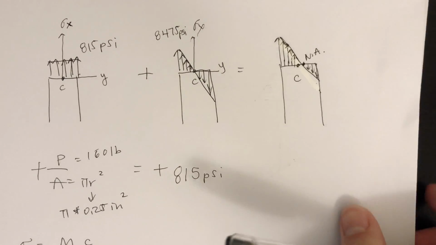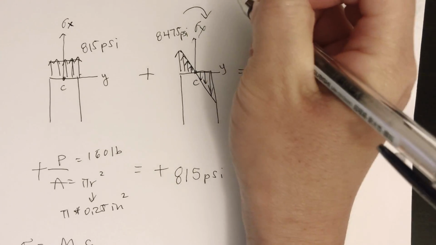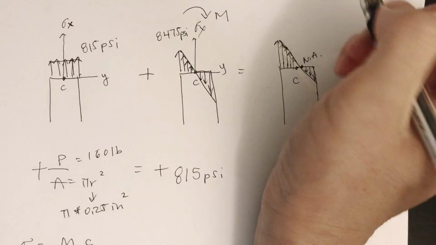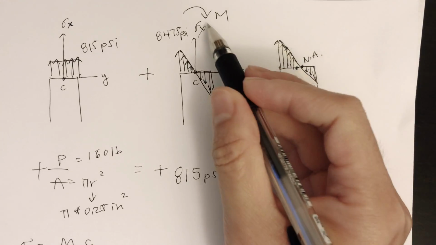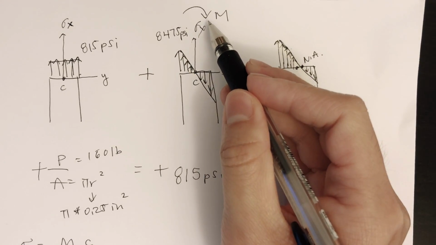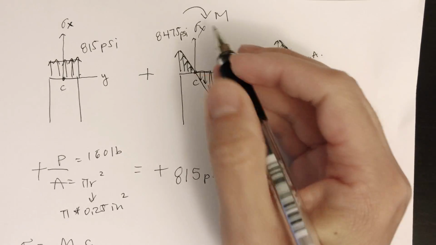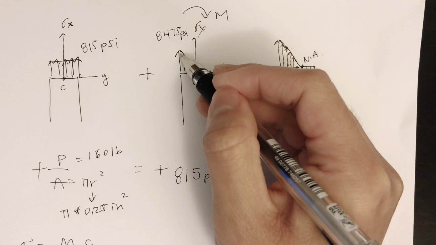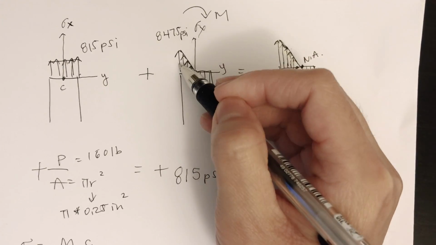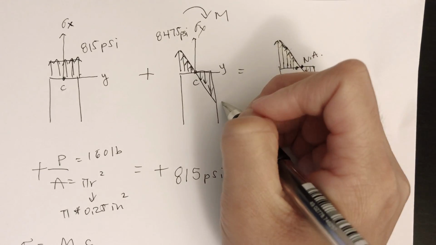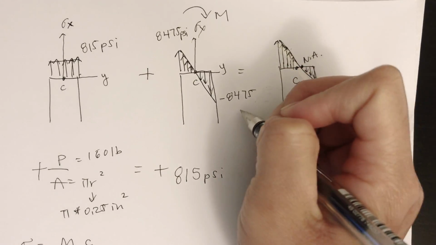Okay. The moment is a clockwise moment. So the right part of the member is going to be in compression, so negative. And the left part of the member is going to be positive. It's going to be in tension. So this is negative 8,475 psi.